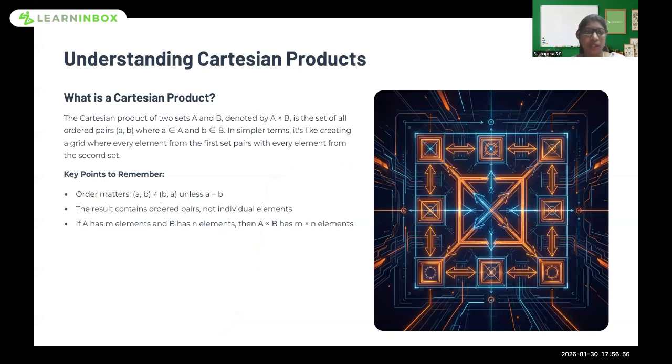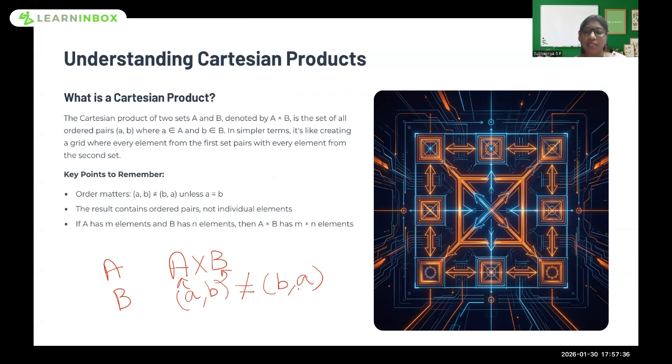First of all, let's revise what is Cartesian product. So Cartesian product is nothing but two sets A and B, which is denoted by A cross B. It is a set of ordered pairs. The first one will be a small a and the next will be a small b. So this small a belongs to our capital A and b belongs to the capital B. The key point to remember is that (a, b) is not equal to (b, a) unless a is equal to b.